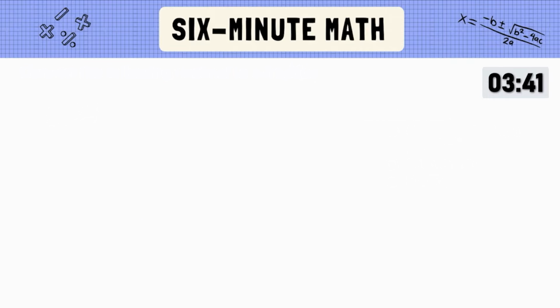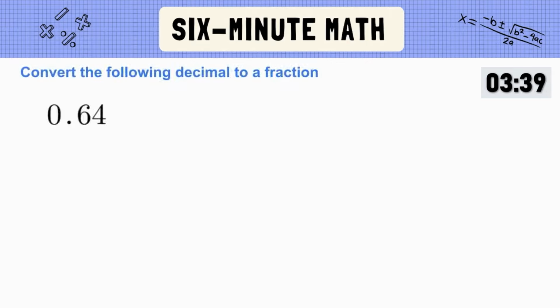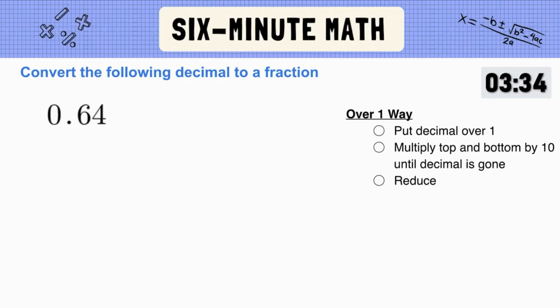Now let's look at the over 1 way. We are going to convert the following to a fraction, and we are going to look at 0.64, and there are my steps. So my first step is going to be to put it over 1. So I'm going to have 0.64 over 1. And then I'm going to multiply top and bottom by 10 until that decimal is gone. Times 10, times 10, which is going to equal 6.4 over 10.